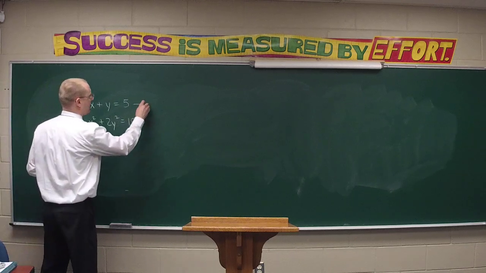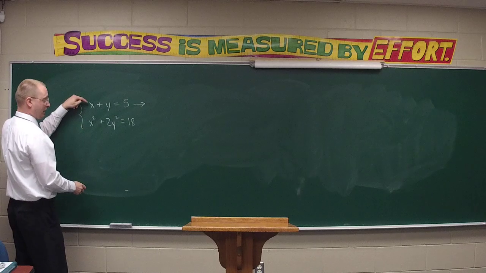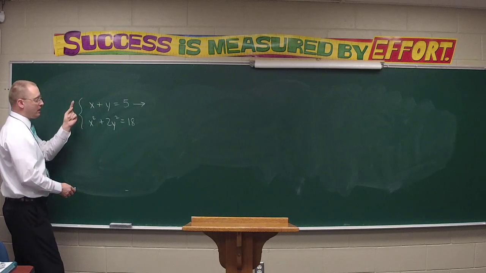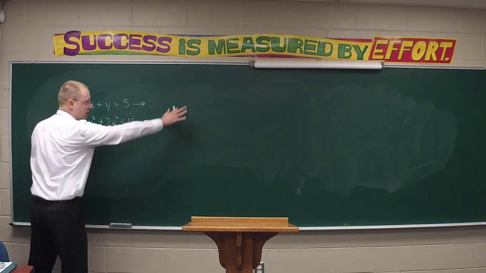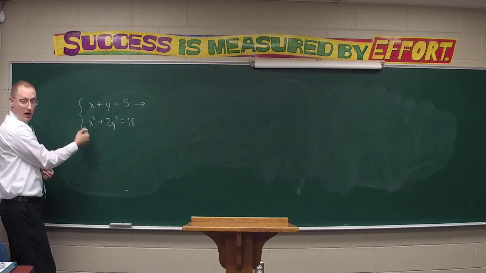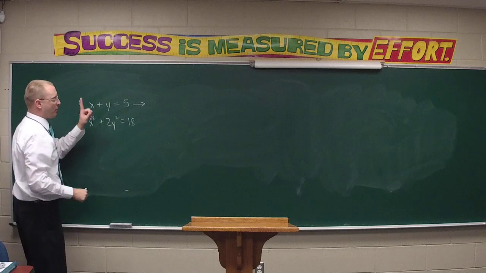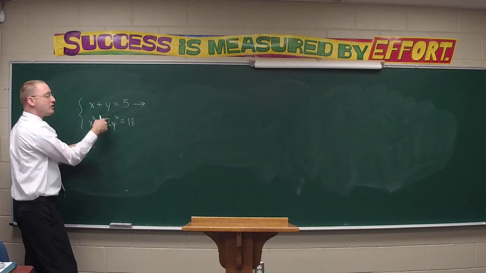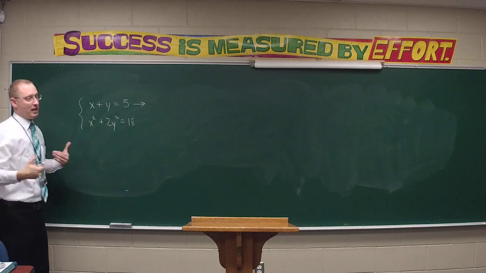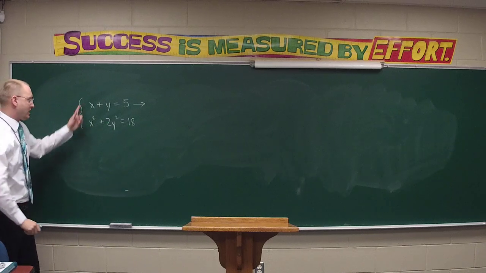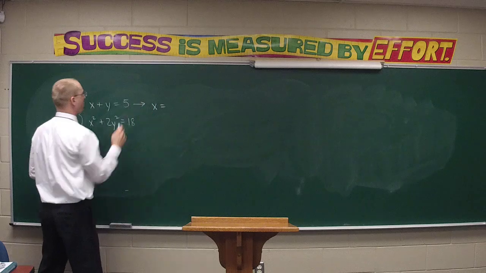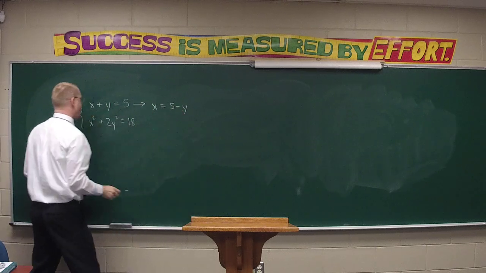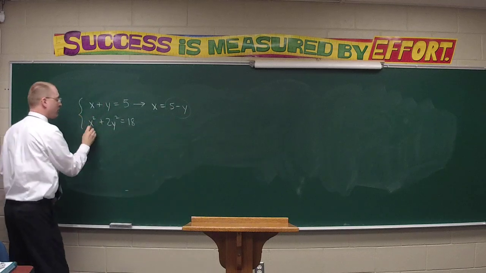So let's take this, and I can either get x by itself or y by itself. Strategy tip: if I get x by itself, I'm going to have to take whatever I get and square it. But if I get y by itself, I'm going to take whatever I get, square it, and then distribute it too. I'm lazy, which am I going to do? Get the x by itself. So let's say that x is equal, class, to 5 minus y.